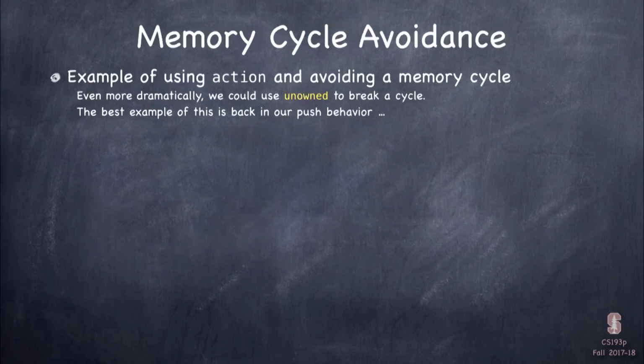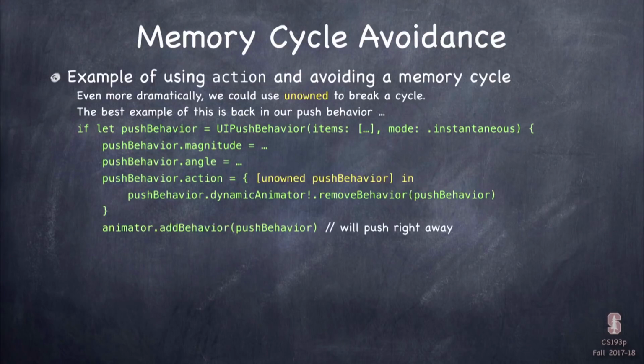So now let's go back to UI push behavior and look at how we would use unowned. All right, so here's my push behavior code. If I take that same thing, that action, and just say unowned push behavior in that, I've broken this cycle.